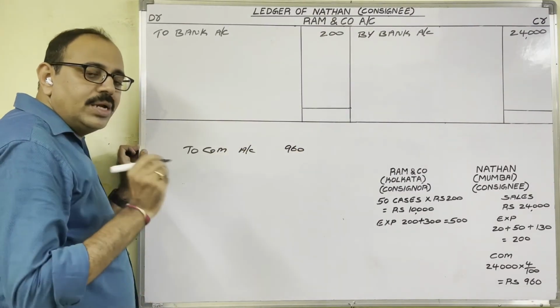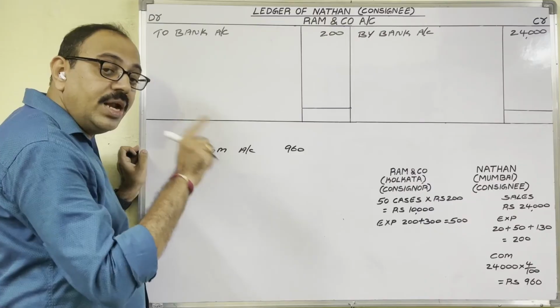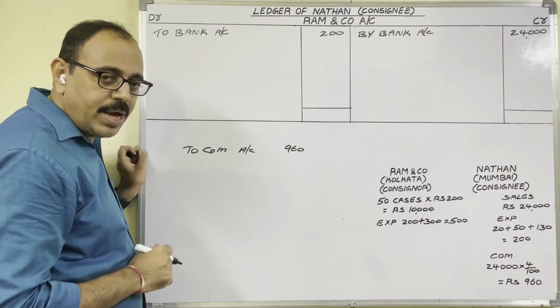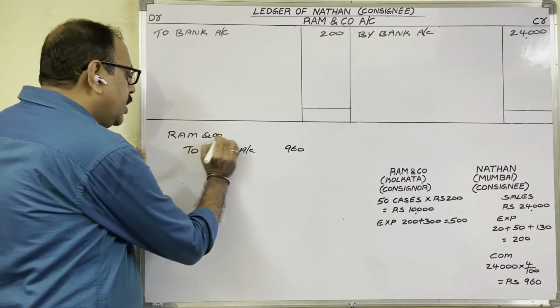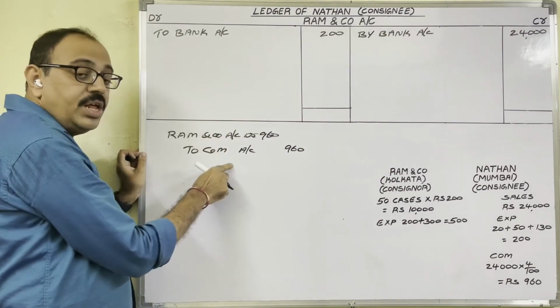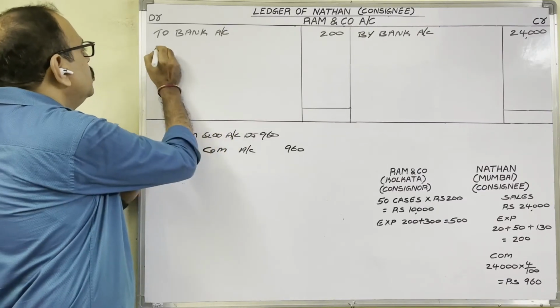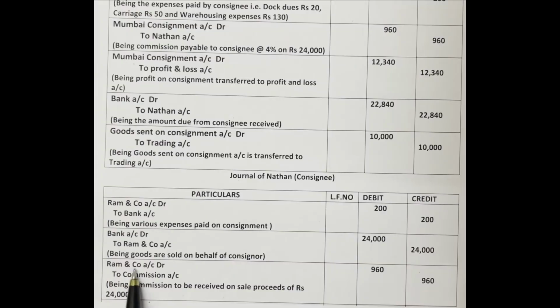From whom should the consignee get this amount? From the consignor. So for this 960 rupees, the consignor is becoming a debtor because money should come from him. Debtor means asset. Asset shows a debit balance. Therefore, we should debit the consignor's name. Ram and Company account debtor. So this is the entry for commission in the consignee's books. Ram and Company is debited, no? So on the debit side we should post to commission account 960 rupees. Ram and Company account debtor to commission account 960. Narration: being commission to be received on sale proceeds of 24,000 rupees.